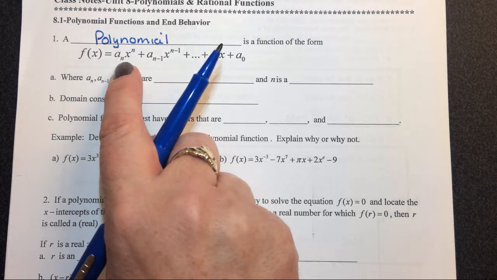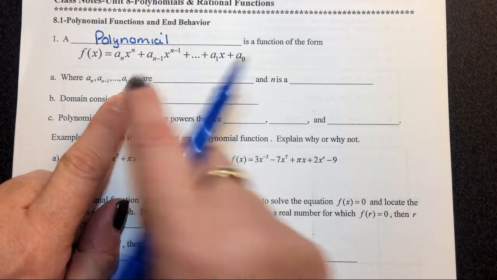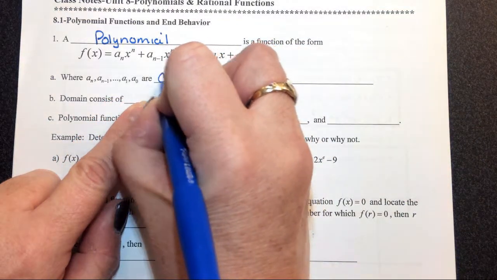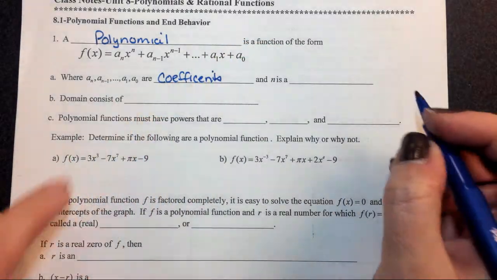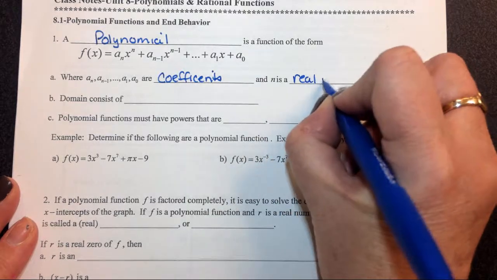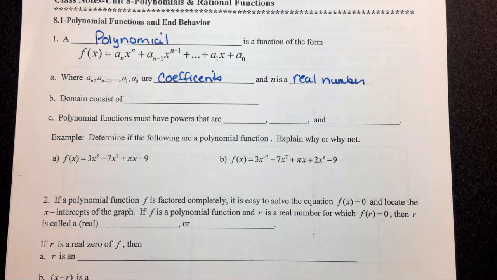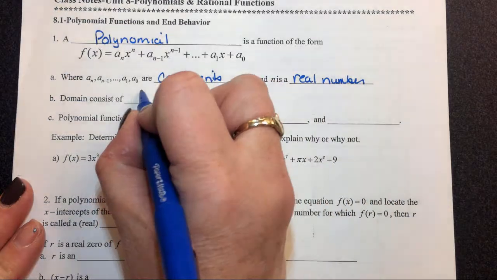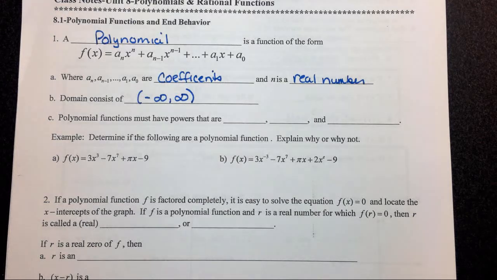So these numbers, these a sub n minus 1, all of these are what we call real numbers, or the coefficients. And again, you're dealing with a real number. So remember, what is in front of your x, you've got coefficients. Remember, the domain of your polynomials are always all real numbers. So if you have a polynomial function, the domain is always real numbers.